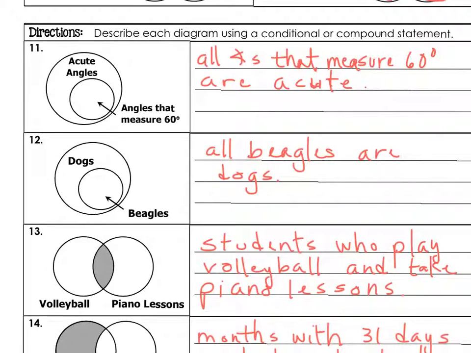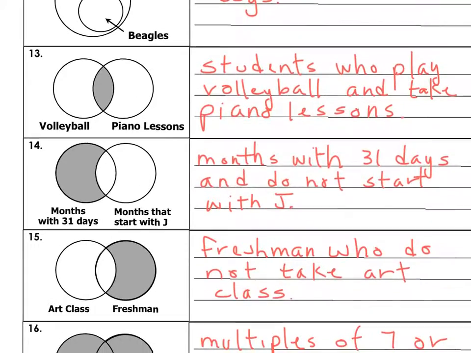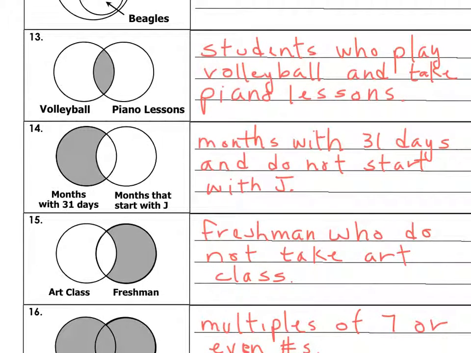Number 13, students who play volleyball and take piano lessons. So this is an and because it's colored in on the overlap. So it's only those students that do both. So that and section of the overlap. Now number 14 is one of those confusing ones because we're only taking this circle but none of this circle. So months with 31 days, which is this whole circle here, and do not start with J. So we have to take the months that start with J away from this circle. So that's why this little wedge is not colored in, because we're not taking any of J.